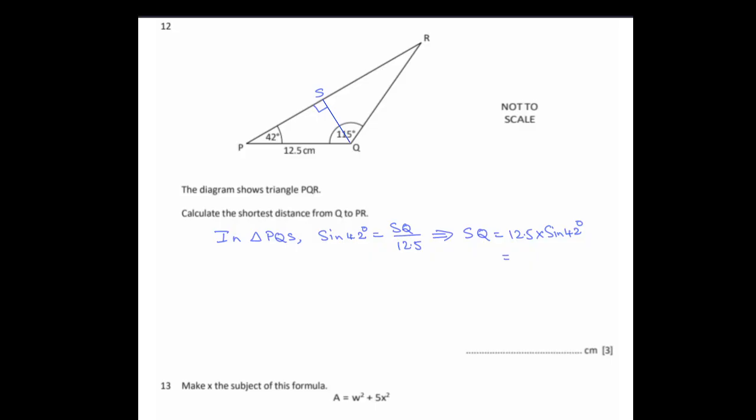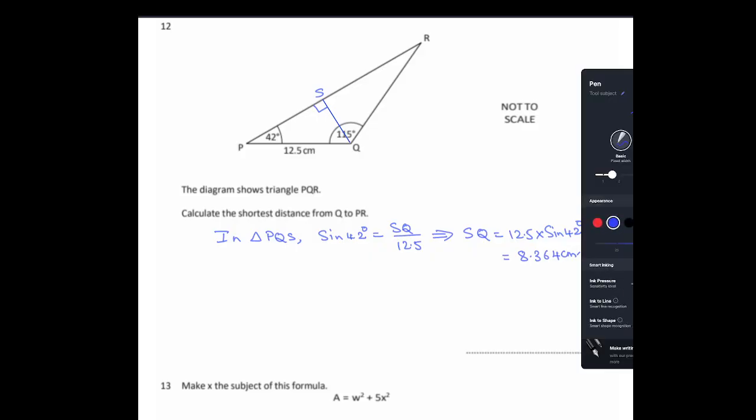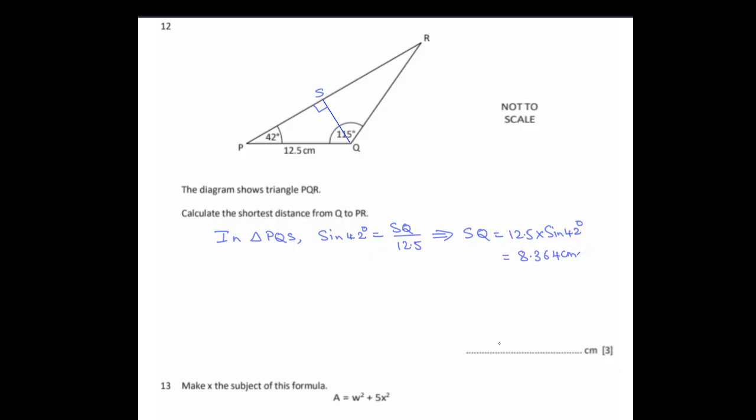Into sine 42, 8.364 centimeters. You can round it to 8.36. Question number 12 is done.